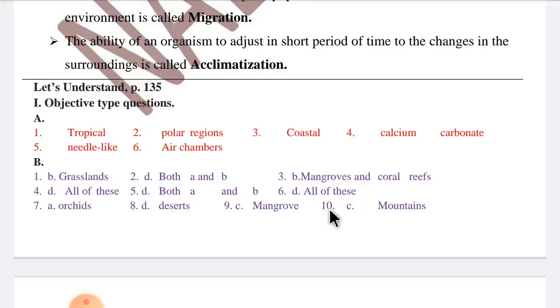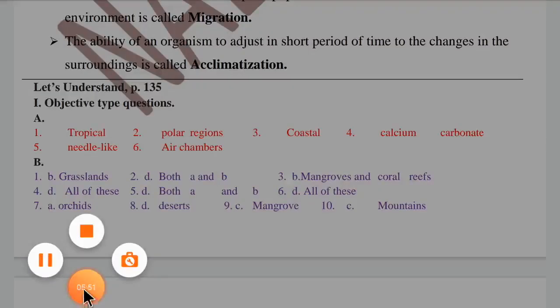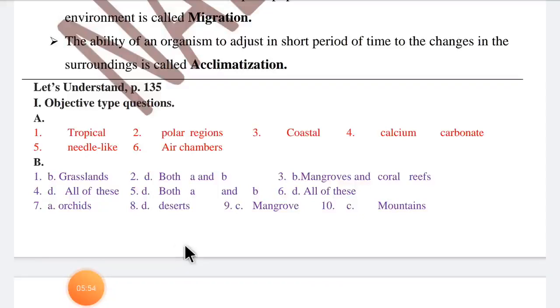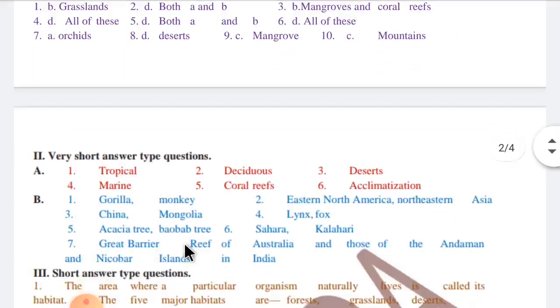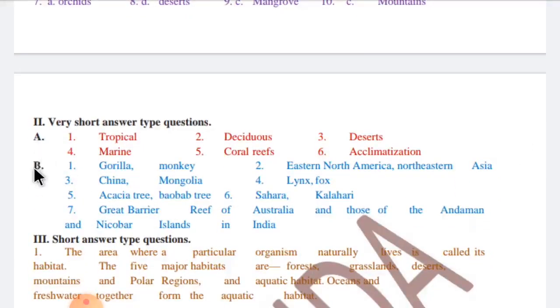Tenth one, MCQ: in which of the following regions would you find a yak? The correct answer is option C, mountains. In mountain regions you will find yak. Now let's see the next question, very short answer type questions. In that, two questions are there. A: give one word for each of the following. Forest found between the equator and the tropics, that is called tropical.